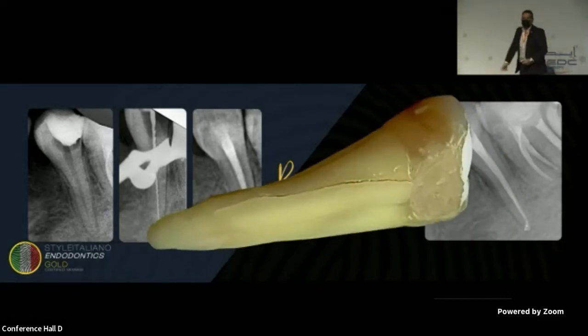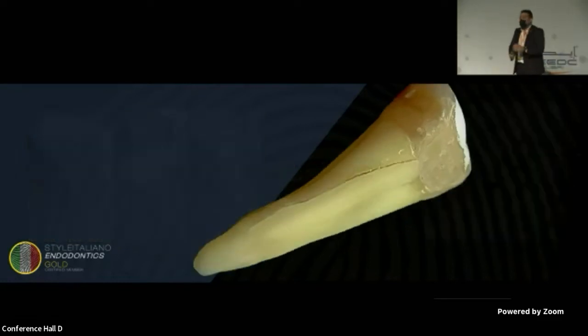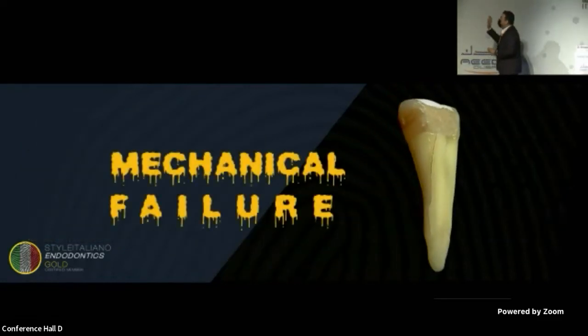For sure, if you decide to do retreatment for that tooth without a good diagnosis, you will still have failure. So it's very important to identify the reason. We call this kind of failure a mechanical failure, not biological. This is failure in function.